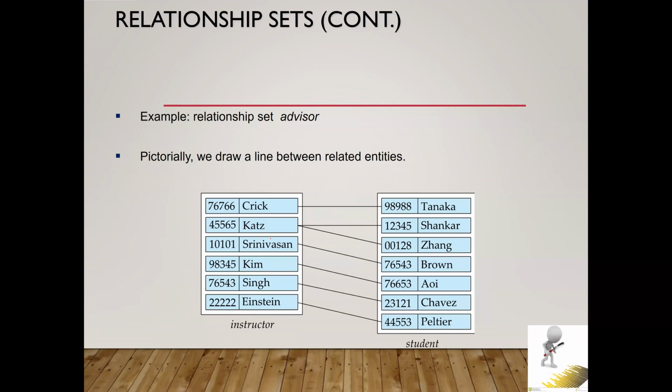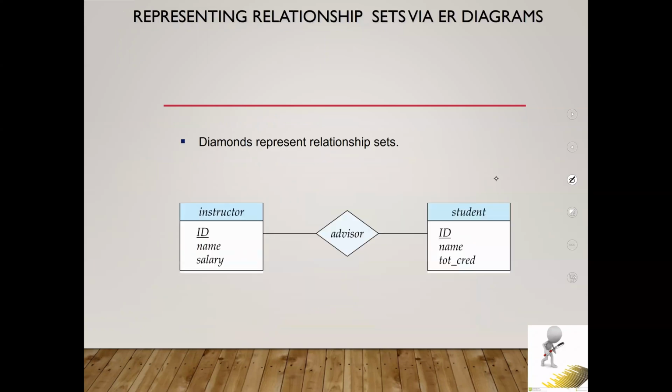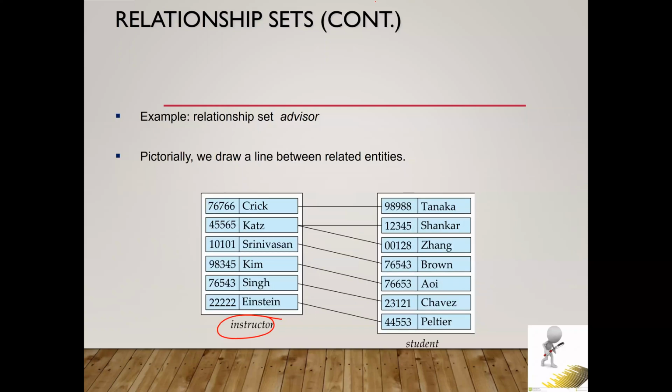Now look here, I've got two entities over here. I have an entity called instructor, and I even have an entity called student. I've got two entities called instructor and student. I've even filled up the values inside. Now, very simple, you can draw lines to denote the relationships.